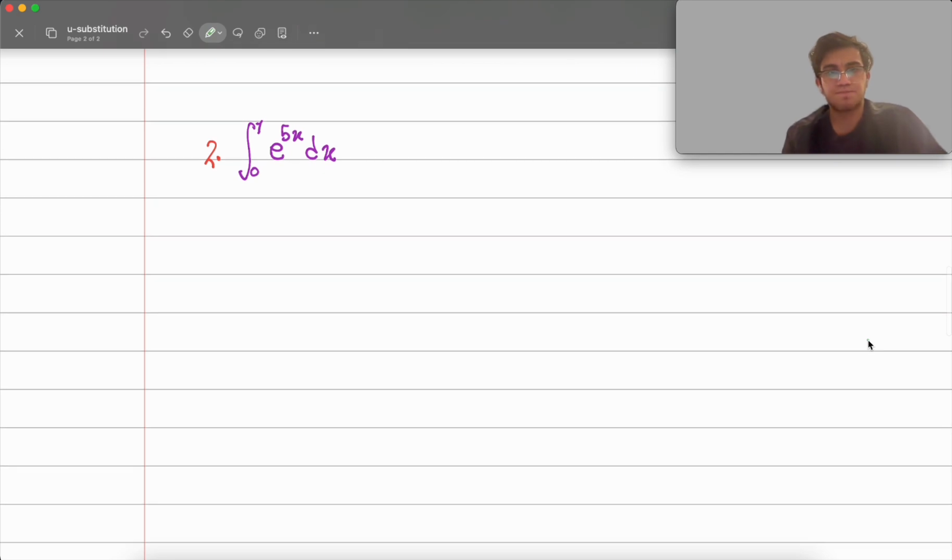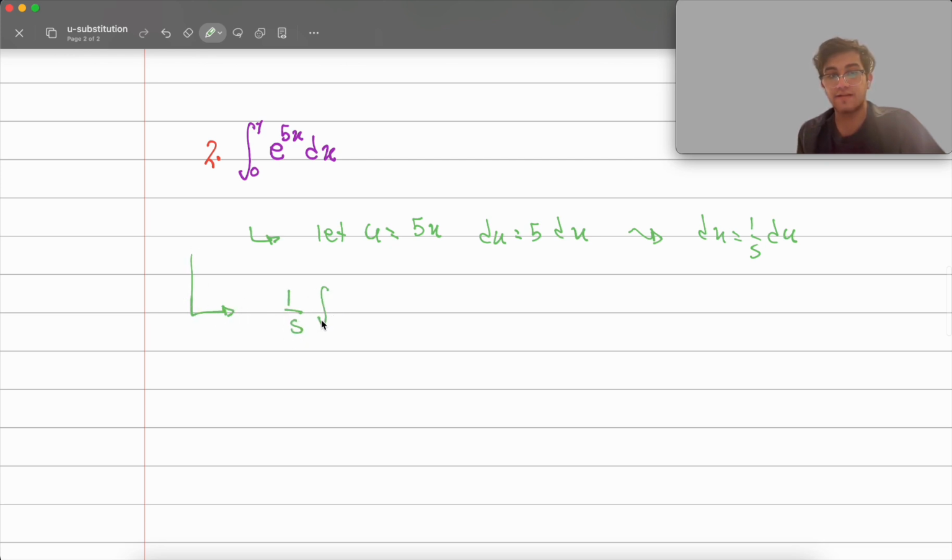Let's do the last one. This one, as we did before, I'd say let u be 5x and du be 5 dx. But since we don't have 5 right here and only have dx, I would say dx is equal to 1 over 5 du. So I can rewrite my integral as follows. It's going to be 1 over 5 integral e to the u du.